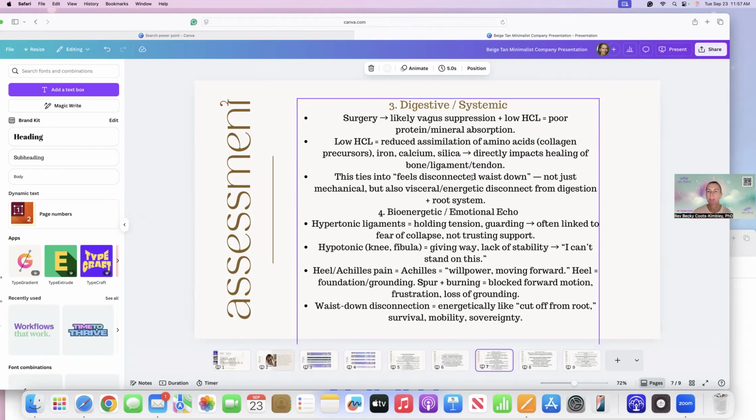This is all tying into feeling disconnected from the waist down, not just mechanical, but also visceral and from an energetic disconnect from the digestion system and then the root system. The bioenergetic or emotional echo. So we've got hypertonic ligaments, which means they're doing this all the time. So they're holding tension, they're guarding, often linked to fear of collapse and not trusting support.